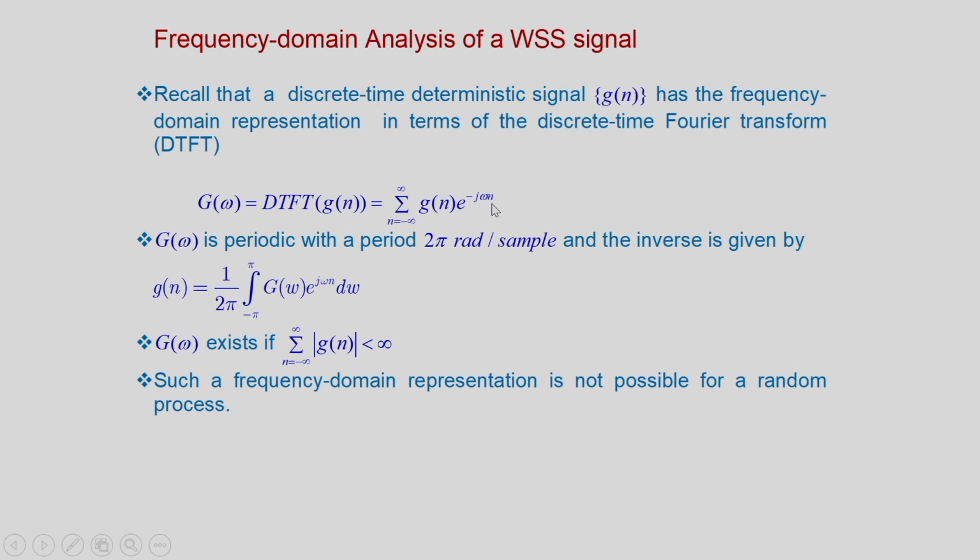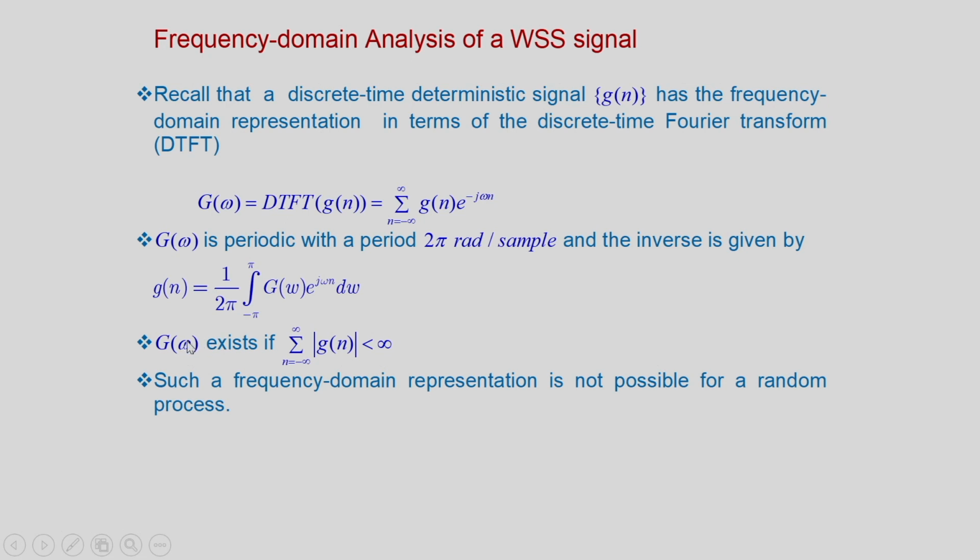And it is easy to see that G(ω) is periodic with period 2π radian per sample. This unit of ω is radian per sample. So, G(ω) is periodic. Therefore, we can find the inverse by this relationship: g[n] is equal to 1 by 2π integration from −π to π of G(ω) e^(jωn) dω. So, we will integrate over dω, we will get g[n]. g[n] and capital G(ω) form a Fourier transform pair.